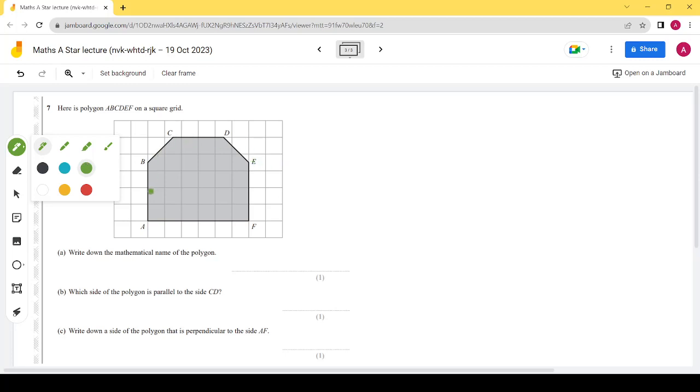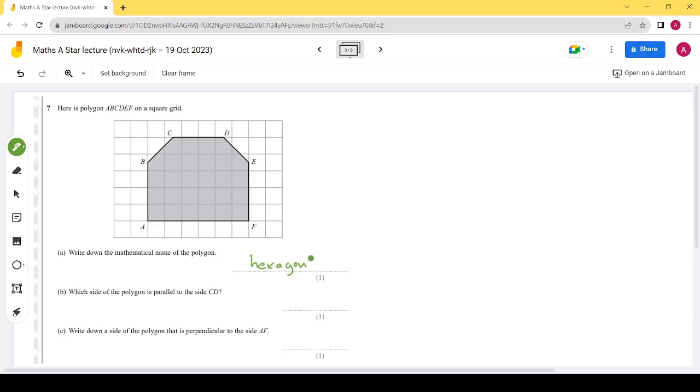So here we've got 1, 2, 3, 4, 5, 6 sides, a 6-sided shape. It's just a hexagon. You could technically write irregular hexagon, because not all sides and angles are the same, and it'd be accepted too, but hexagon's absolutely fine.